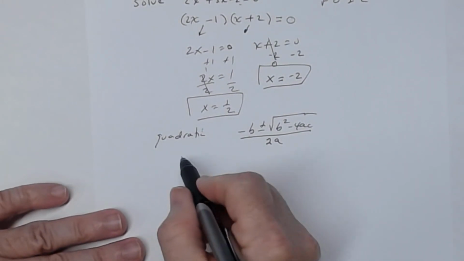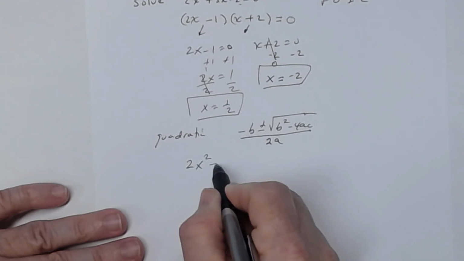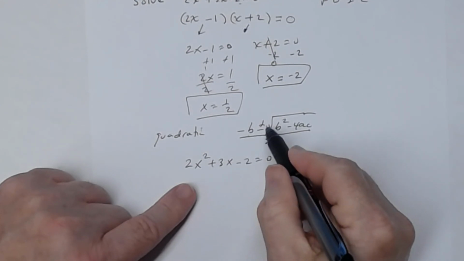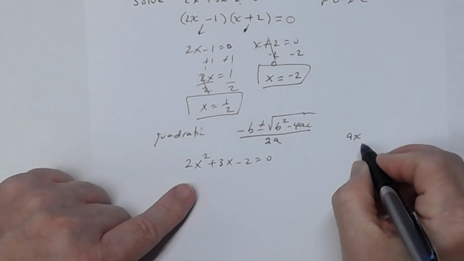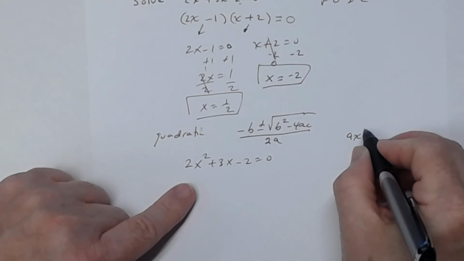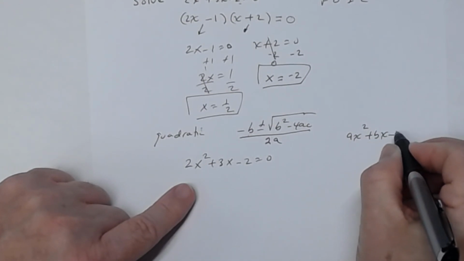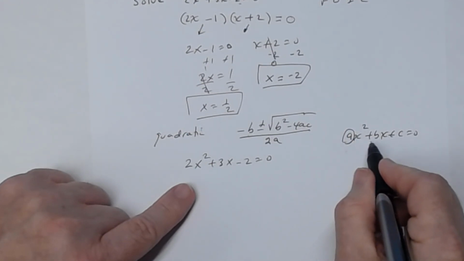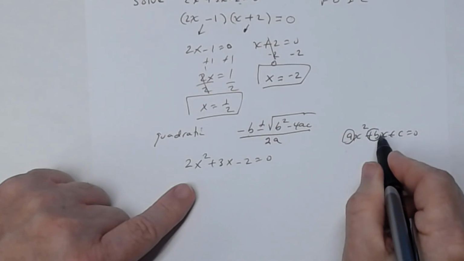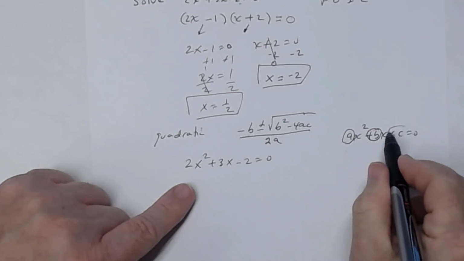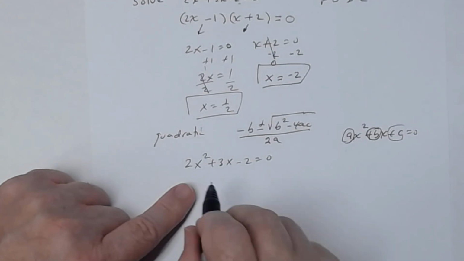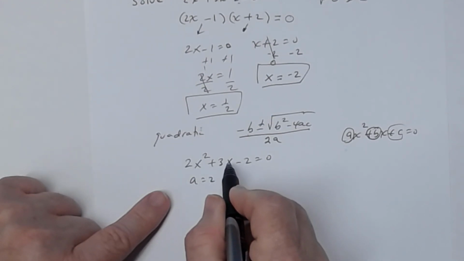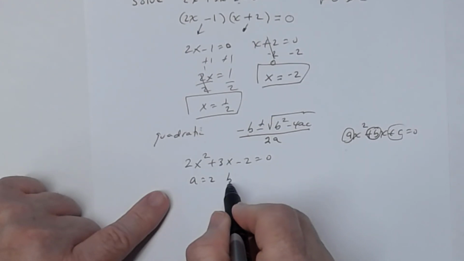All right, so let me go ahead and rewrite the equation. Here is my equation. It was already in standard form, which is what we want. Remember, the standard form of a quadratic equation is ax squared plus bx plus c equals 0. So a is the coefficient of x squared, b is the coefficient of x, and c is your constant. In this case, the coefficient of x squared is 2, so that's a. The coefficient of x is a positive 3, so that's b.